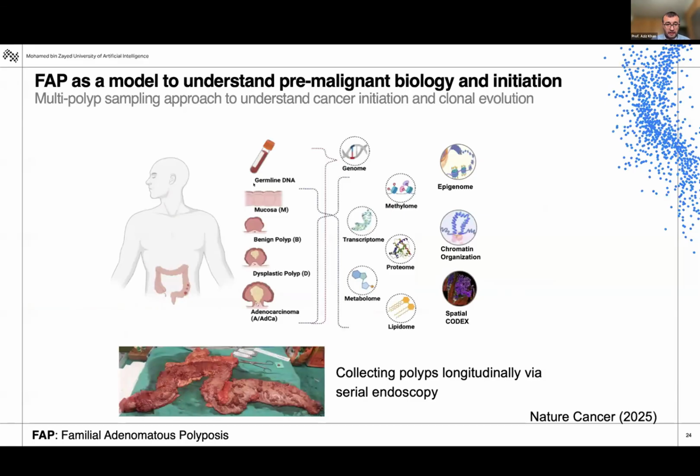They came to Stanford, and we took their colons out. You can see that this is a real colon on the table, and after total colectomy, you can see that there are individual little dots. These are polyps. These individual polyps were taken out and grouped by whether the polyp is benign, dysplastic, or adenocarcinoma. We also have normal mucosa samples, and blood as a germline. Then we did a lot of omics on these, whether it's transcriptomics, genomics, metabolomics, and several other epigenomics and some spatial work as well.